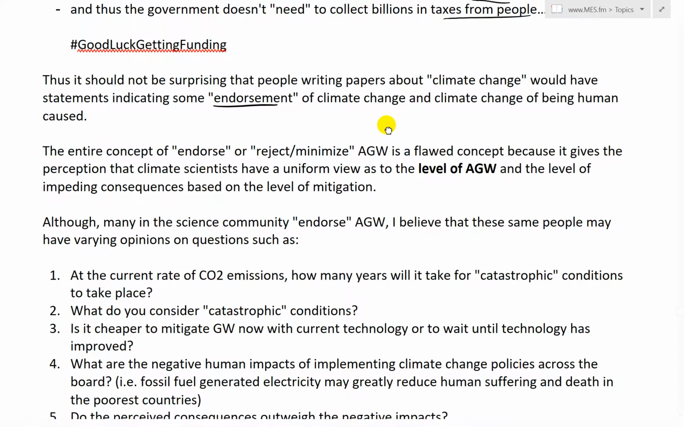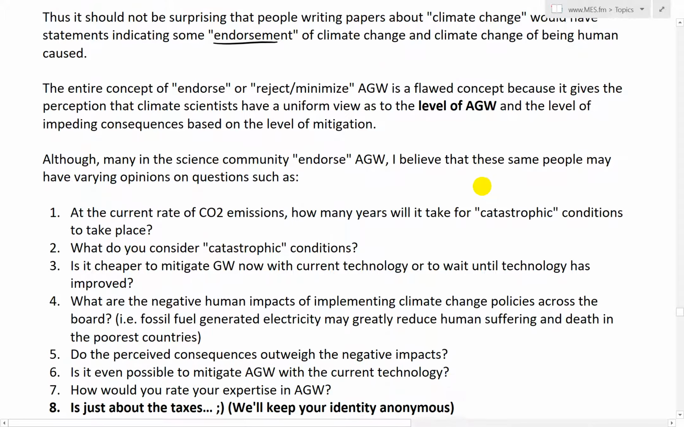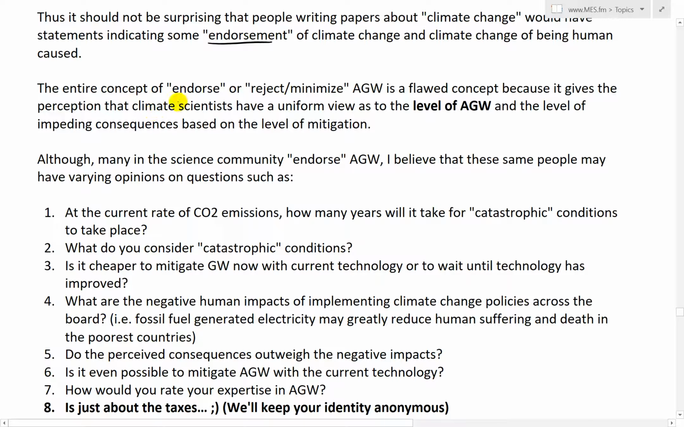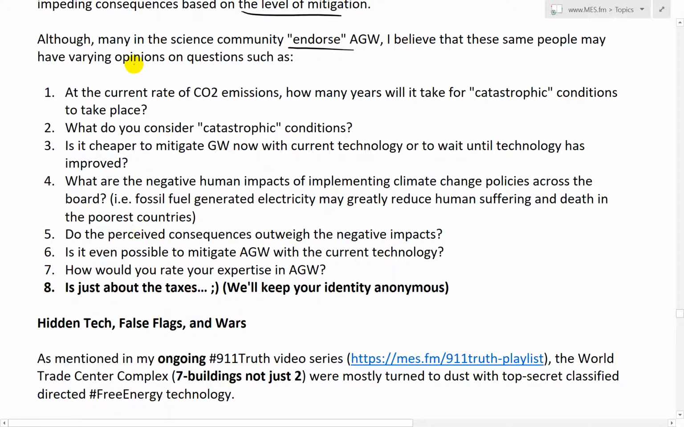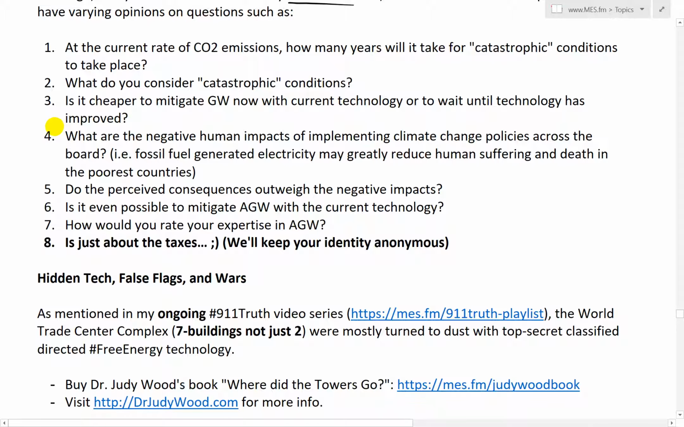But my view is the entire concept of endorse or reject, minimize AGW is a flawed concept because it gives the perception that climate scientists have a uniform view as to the level of AGW and the level of impending consequences based on the level of mitigation. Although many in the science community, quote, endorse AGW, I believe that these same people would have varying opinions on questions such as, at the current rate of CO2 emissions, how many years will it take for catastrophic conditions to take place? Or what do you consider catastrophic conditions?